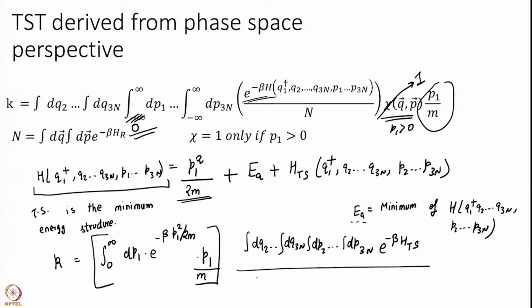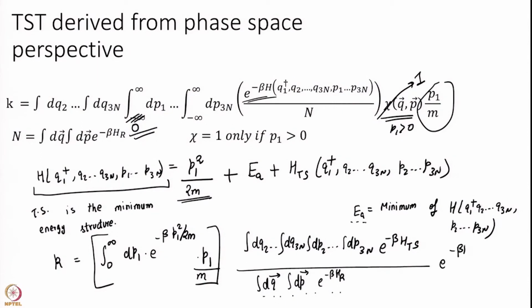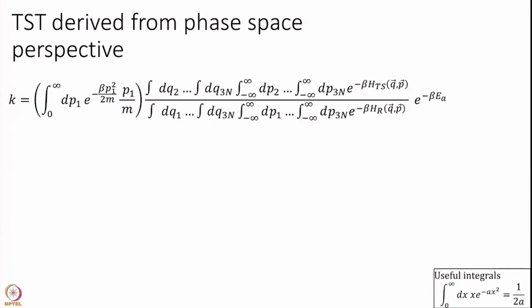divided by the n, and n is integral over all coordinates corresponding to reactants only, dp e to the power of minus beta hr. So, this integral basically means integrating over all coordinates corresponding to reactants, and I should not forget e to the power of minus beta ea. Okay. So, EA is a number, it is not dependent on any coordinates, and so I take that outside the integral. Okay. So, I arrive with this big formula.